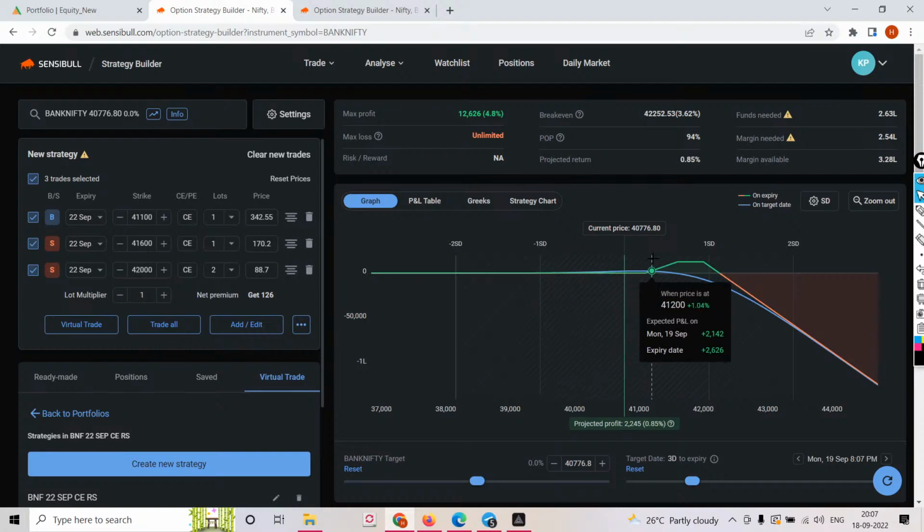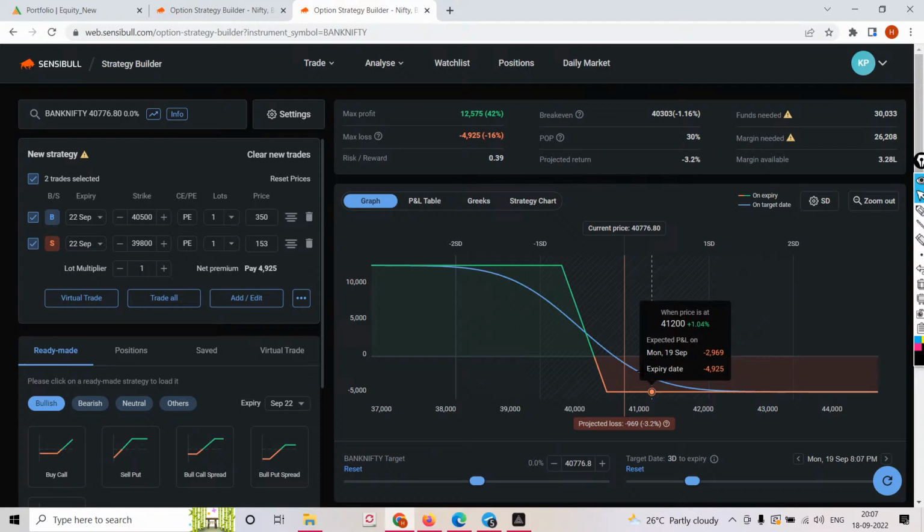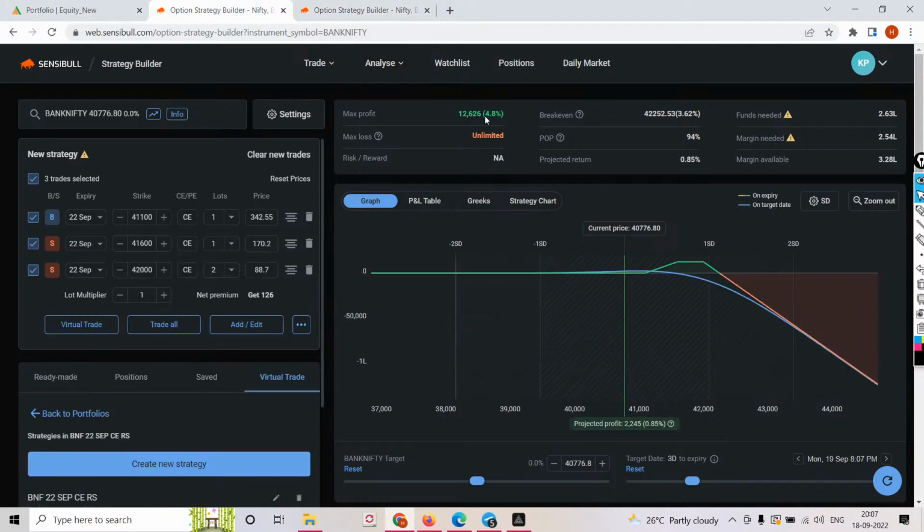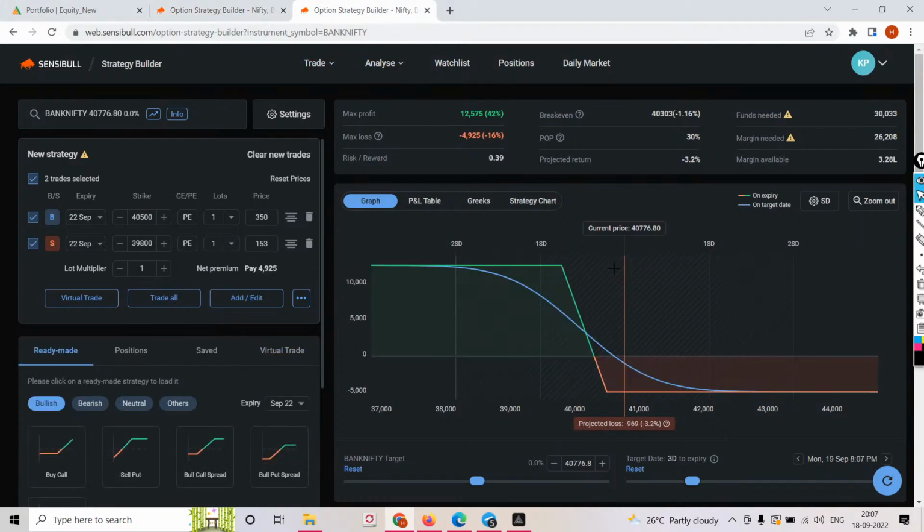If Bank Nifty slowly makes a move, we have a safety of almost 3.62%, and you will have the potential of making 12,000 profit. And if Bank Nifty goes up slowly, you have the potential of losing only 5,000. So net you got 13,000 profit and 5,000 loss. So net you are in a very good profit if Bank Nifty slowly goes up.